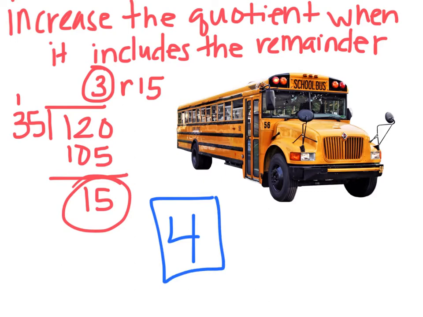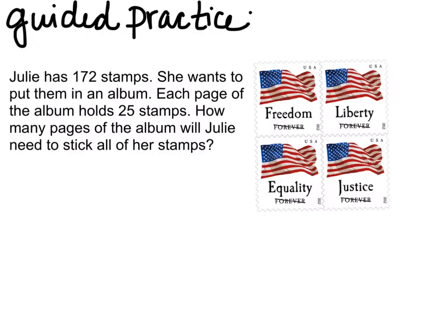So when you need to include this remainder in the final count, make sure you increase this number by 1. So even though 35 only goes into 120 3 times, our answer here is 4 because we have the remainder. Now try one on your own. Julie has 172 stamps. She wants to put all of them in an album. Each page of the album holds 25 stamps. How many pages of the album will Julie need to stick all of her stamps? Use a division problem to solve for the number of pages needed.